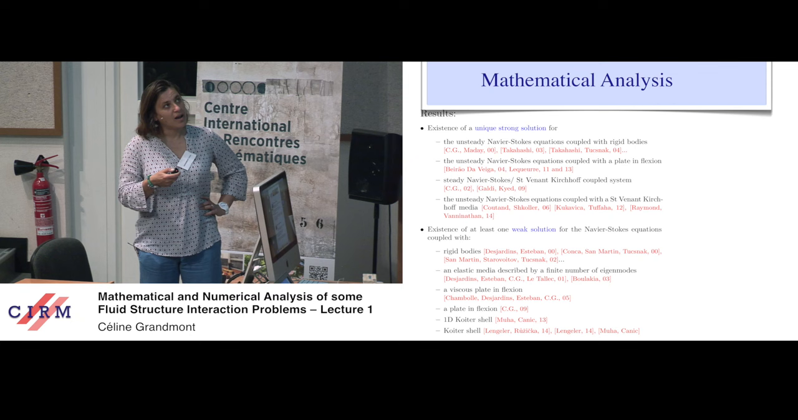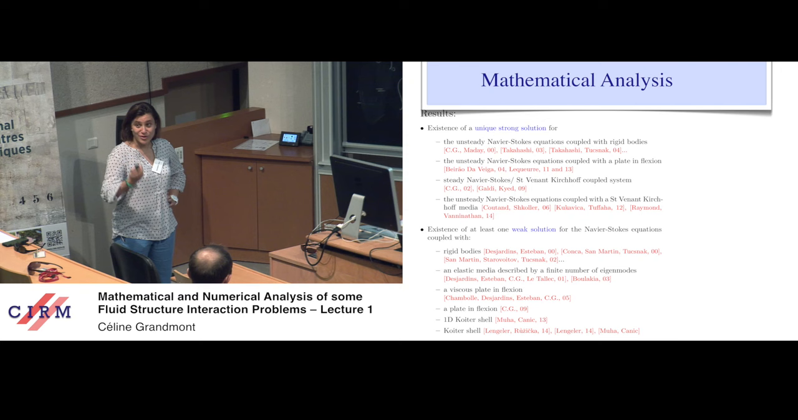Concerning the Navier-Stokes equation coupled with a plate in flexion or a beam in flexion, you have two results, and I will present briefly the result of Julien Lequeurre for the 2D Navier-Stokes equation coupled to the 1D viscous beam. Here, to prove existence of strong solution, you have to consider some additional viscosity on the beam. Otherwise, the strategy of proof doesn't work.